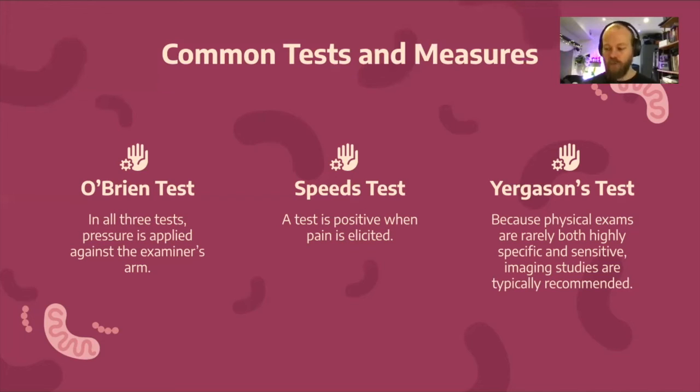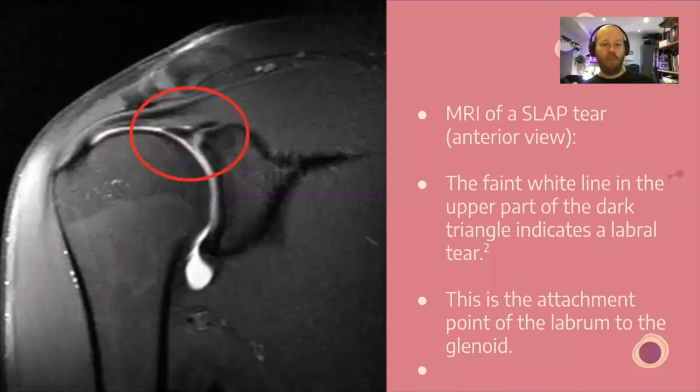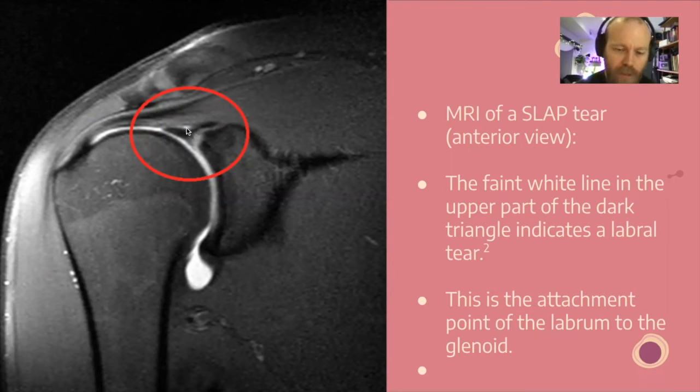Typically, the image of preference is an MRI. And so here we see an MRI of a SLAP tear from an anterior view. The thing you're looking for is in the red circle. There's what looks kind of like a black triangle. On the top side, there's that little bit of white.